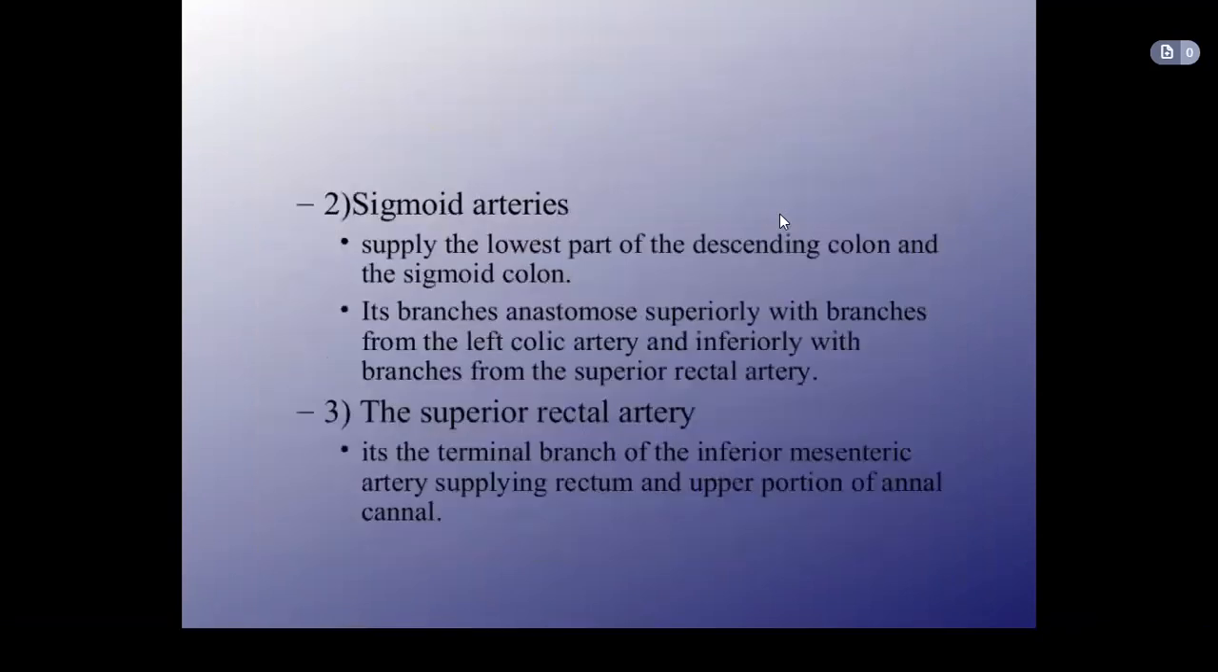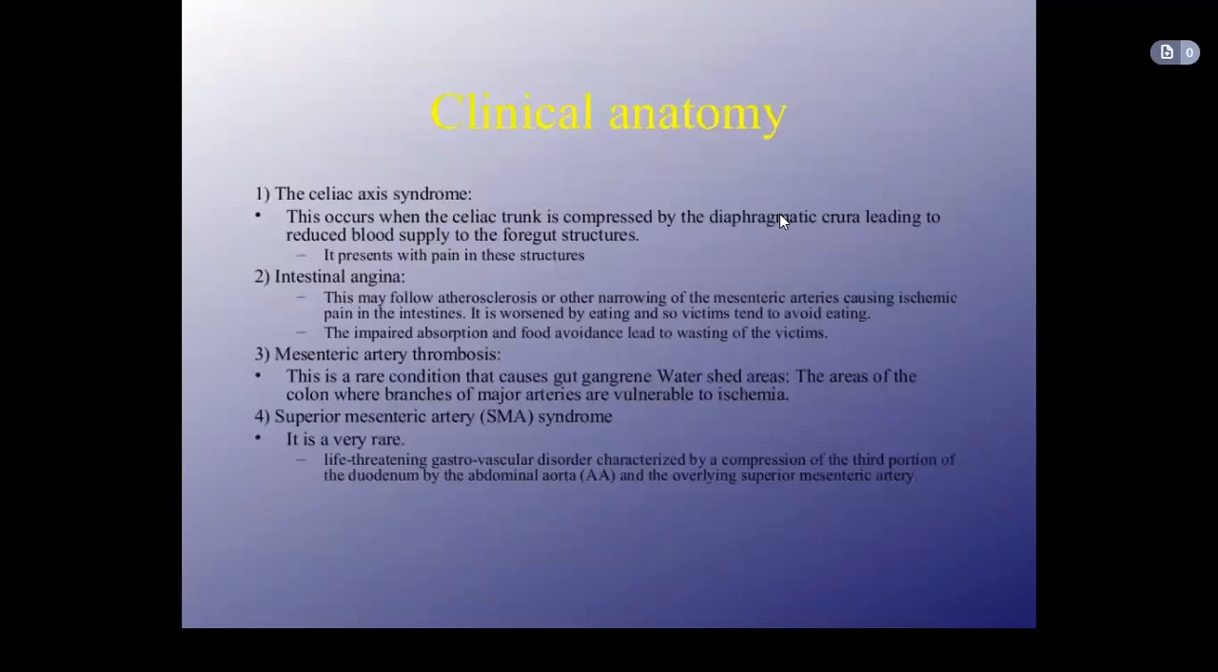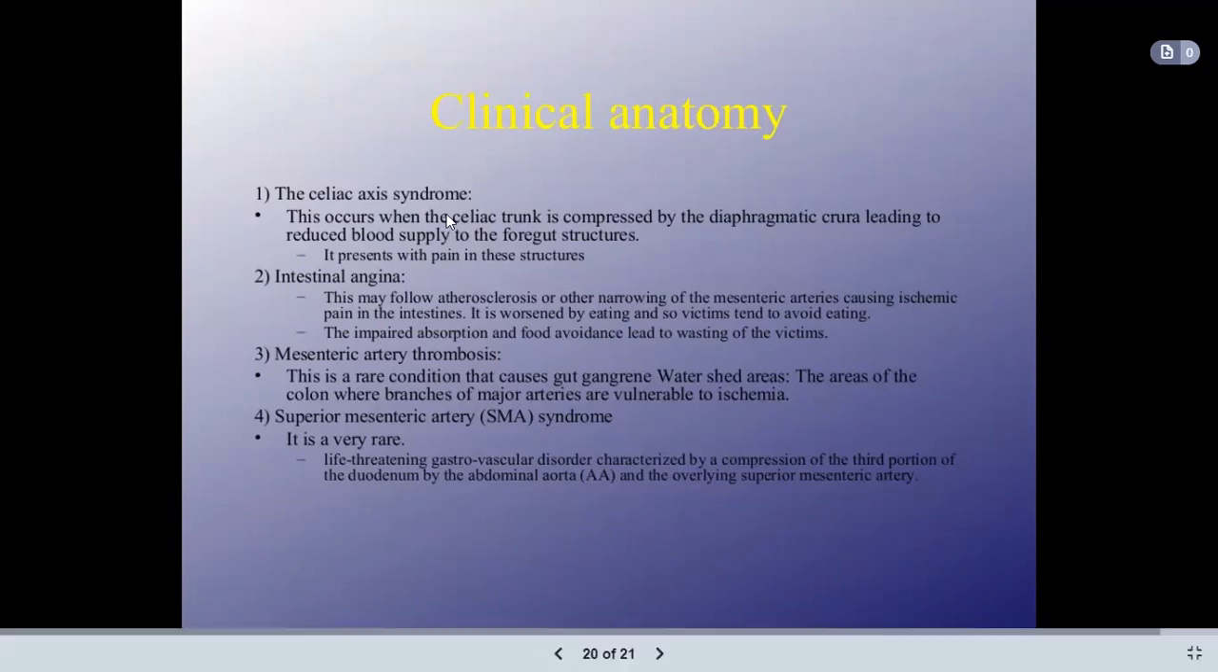Okay, so let's see clinical anatomy. What would happen if we have some problems with the blood supply of the digestive system? So we have a syndrome that is called the celiac axis syndrome.